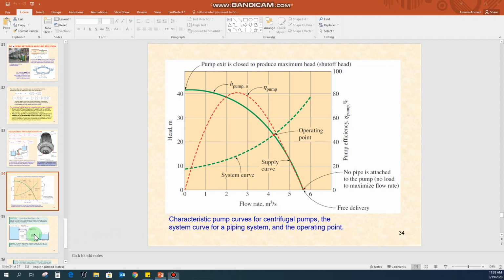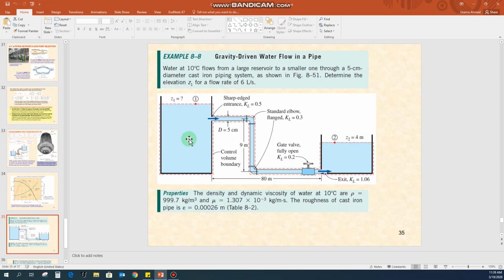Now let us solve this example, which is example 8-8, gravity driven water flow in the pipe. So what we have here: water at 10 degrees C flows from a large reservoir to a smaller one through a 5 centimeter diameter cast iron piping system as shown in the figure. Determine the elevation Z1 for the flow rate of 6 liter per second. So we are provided with the flow rate in this piping system, and the temperature is given. The diameter of this pipeline is 5 centimeter, right?